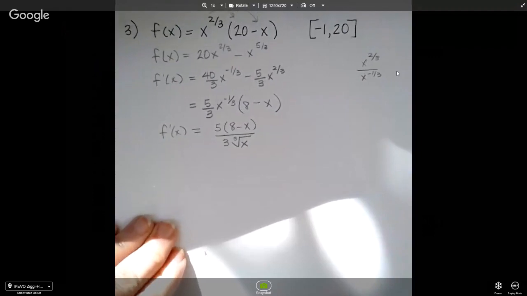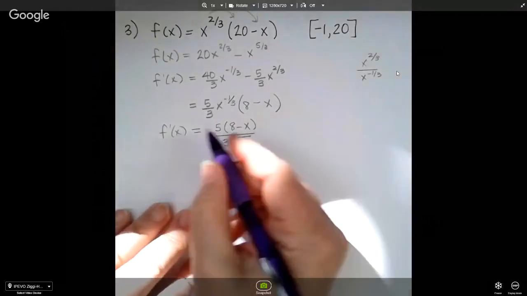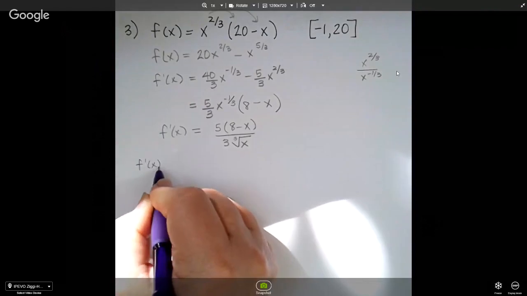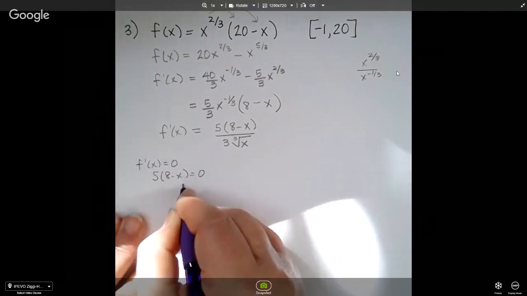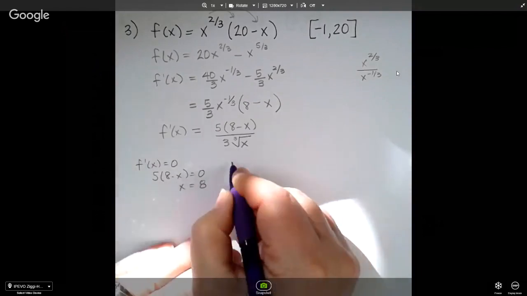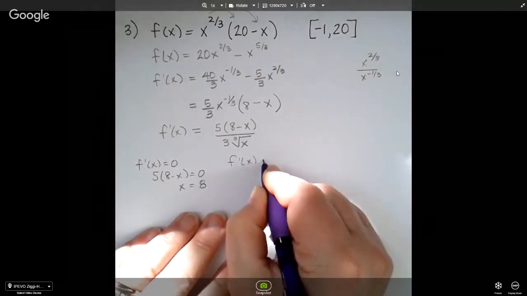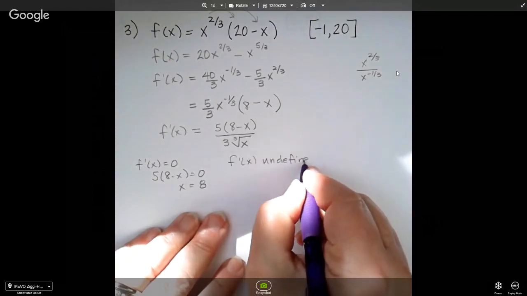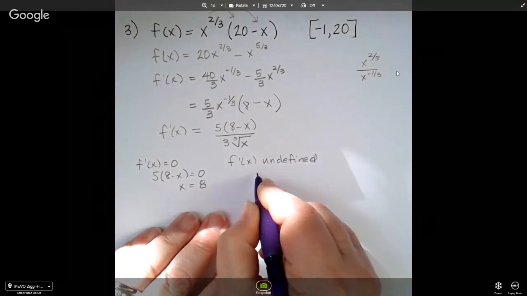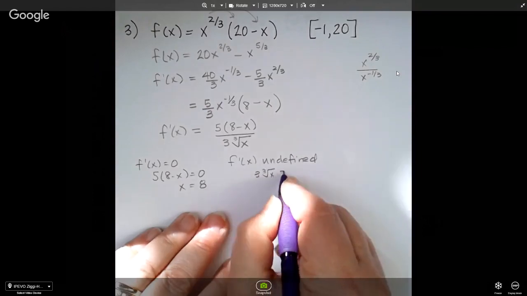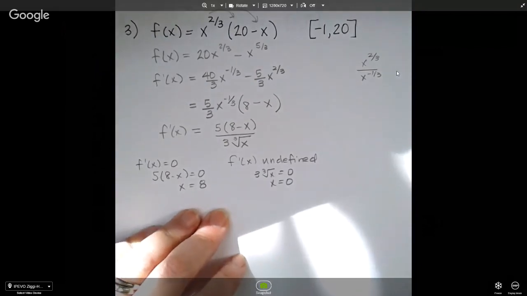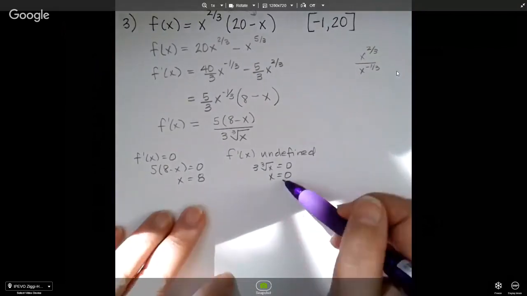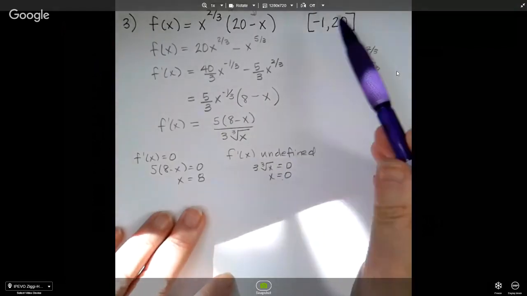So now I've got to find out where this function is 0, or where the derivative is equal to 0. So f prime will equal 0 when the numerator is equal to 0. And that's going to be when 5 times 8 minus x equals 0, which occurs when x equals 8. And f prime of x is undefined when 3 cube root of x is equal to 0, and that's going to occur when x equals 0. All right, so we're going to have 0 on our chart because that's in the interval, and we're going to have 8 on our chart because that's also in the interval.